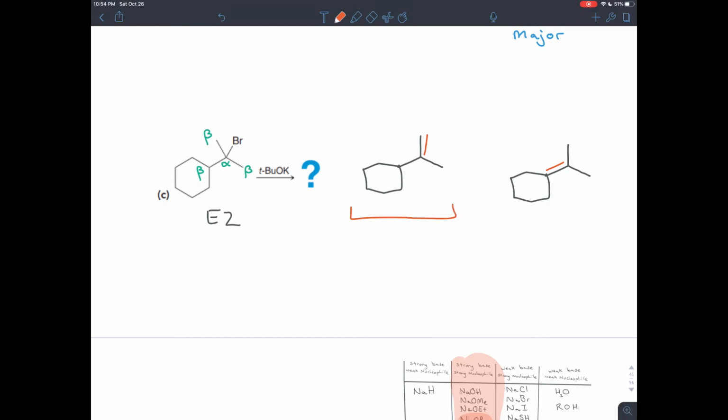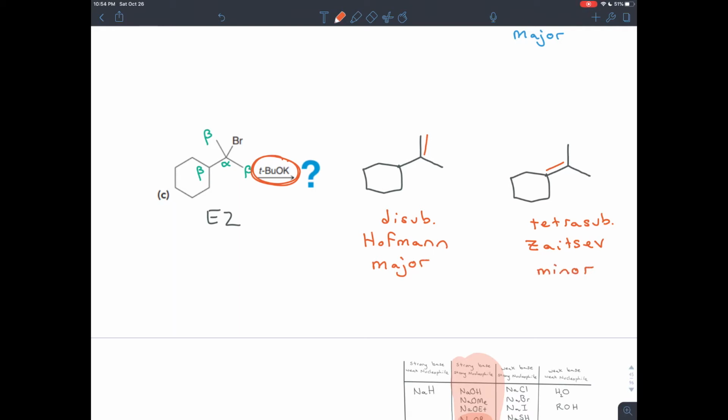Notice that this left double bond, this one, is di-substituted. Notice that the right one is tetra-substituted. The more substituted one is the Sn2 product, and the less substituted one is the Hofmann product. Well, which one is the major and which one is the minor depends on what type of base we used. We used a bulky base. If you use a bulky base with an E2 mechanism, then the Hofmann product is the major product, and the Sn2 product is the minor product.